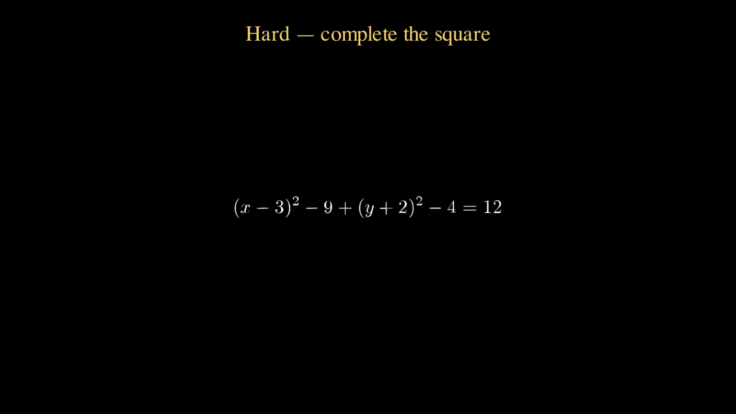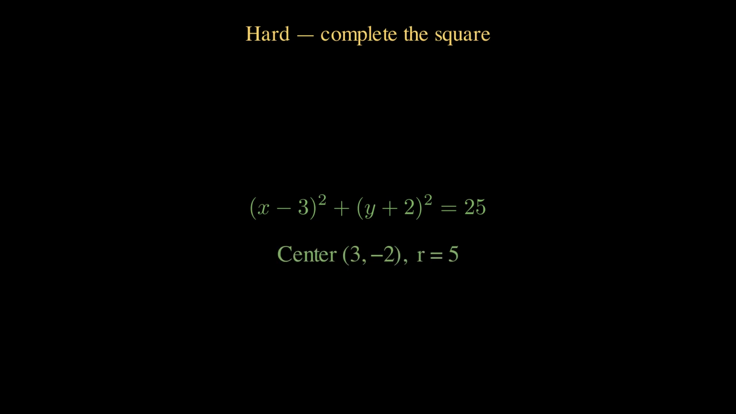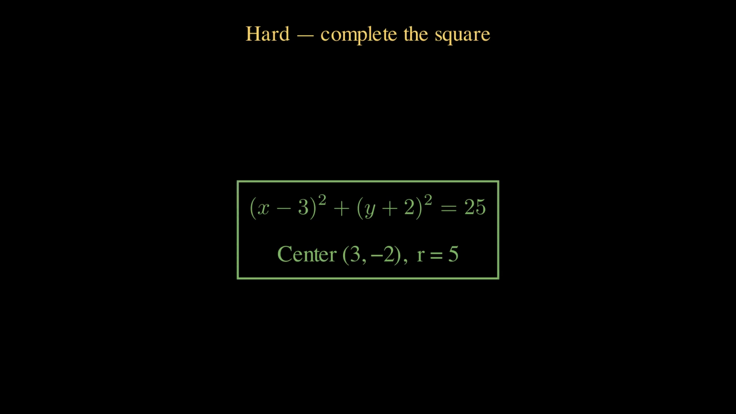Simplify constants on the left. Negative 9 minus 4 is negative 13, so add 13 to both sides to get 25 on the right. Now read the center as (3, negative 2), and the radius is 5. Same circle as our easy example, just hidden in expanded form.